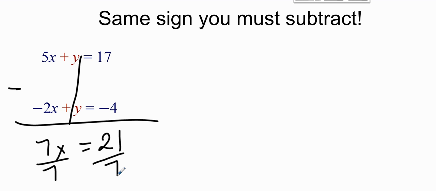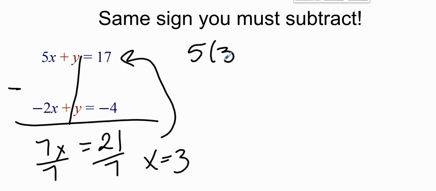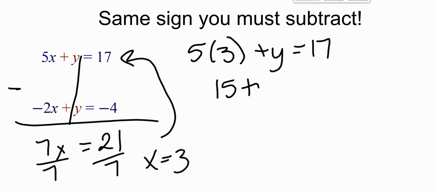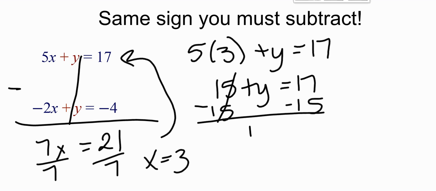Divide both sides by 7, because 7x equals 21. So x is going to equal 3. And then I plug it back into one of my original problems. 5 times 3 plus y equals 17. 15 plus y equals 17. Subtract by 15. Y equals 2. So I have 3, 2.